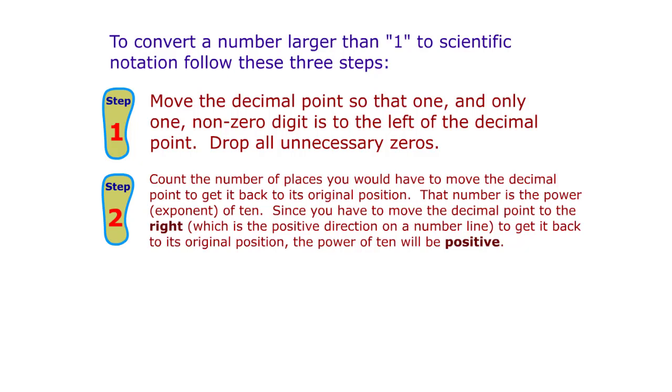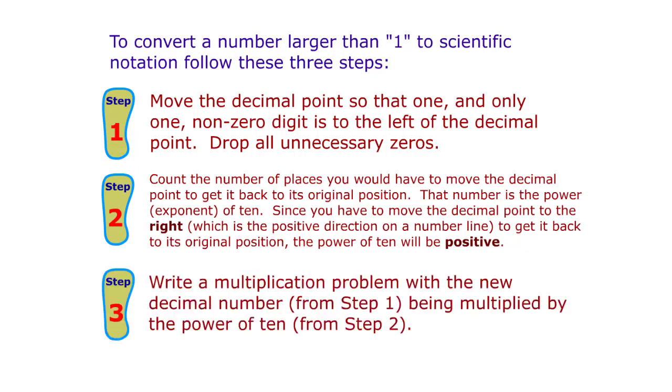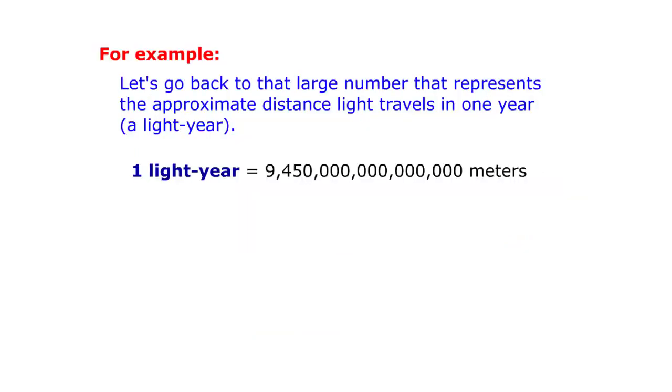Since you have to move the decimal point to the right, which is the positive direction on a number line, to get it back to its original position, the power of 10 will be positive. Step 3. Write a multiplication problem with the new decimal number, from step 1, being multiplied by the power of 10, from step 2. For example, let's go back to that large number that represents the approximate distance light travels in 1 year, a light year.